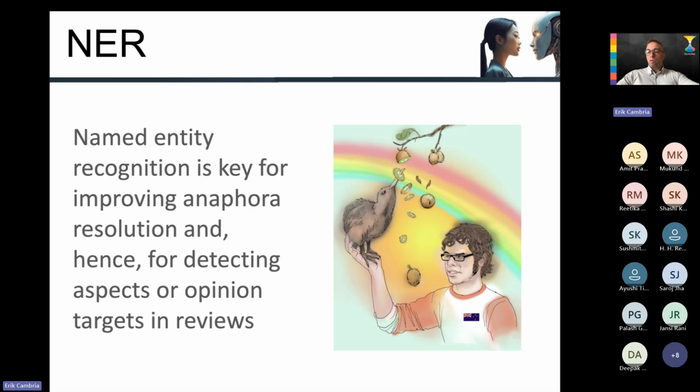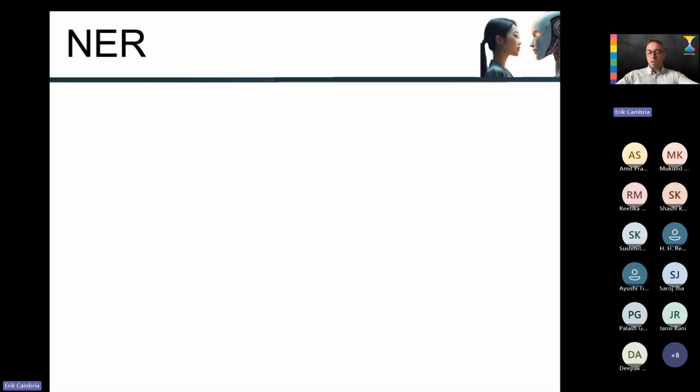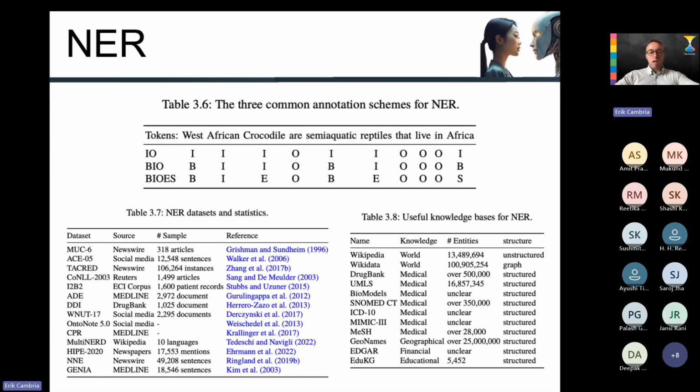Here on the image on the right, you also have an ambiguity regarding a named entity, which is kiwi. Kiwi can be a fruit, can be an animal, or can be someone from New Zealand. So you also have ambiguities that need to be solved in NER.